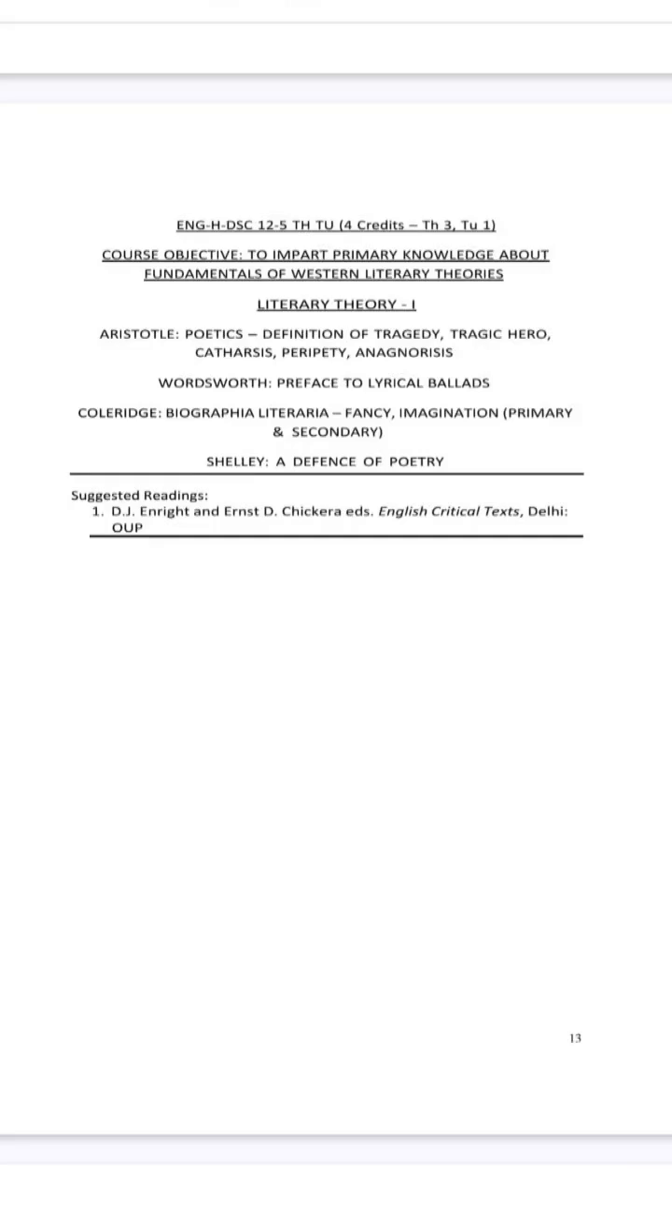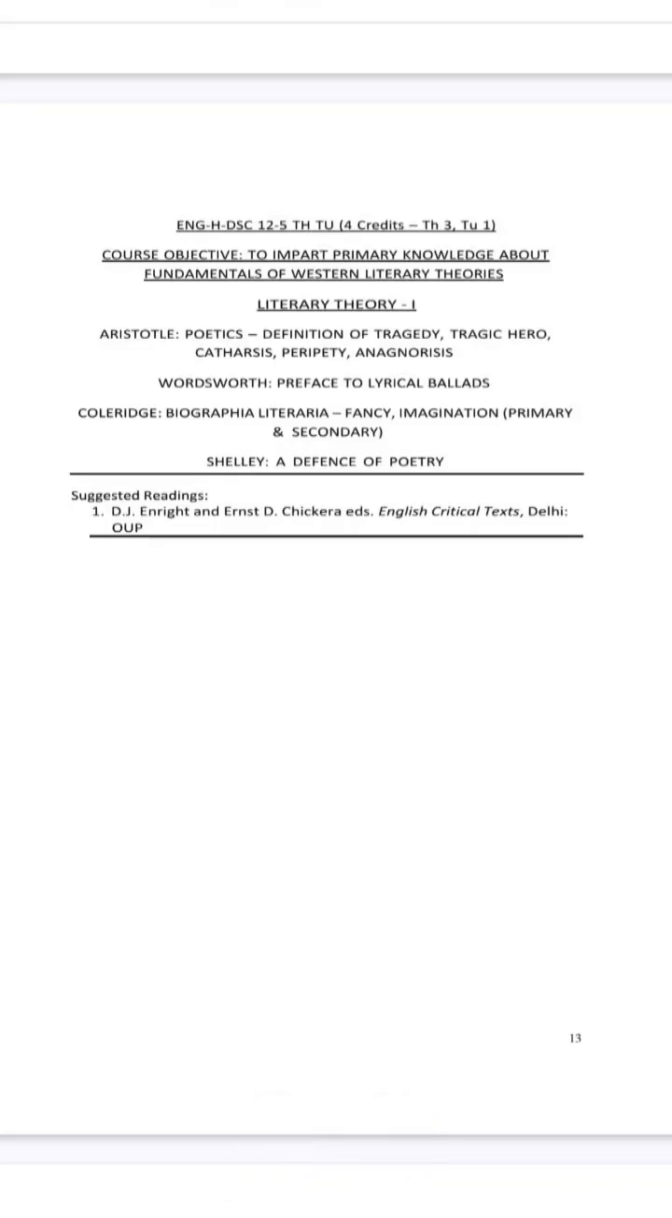The first text we have is Aristotle's Poetics, where you would be asked questions like, give the definition of tragedy as given by Aristotle. What is a tragic hero? What are its characteristics? What is catharsis? What is peripety and anagnorisis? For Aristotle, tragedy is not about despair, but about purging our emotions through pity and fear.